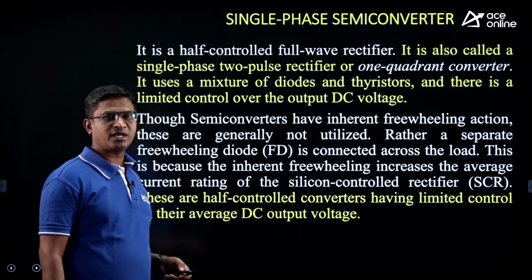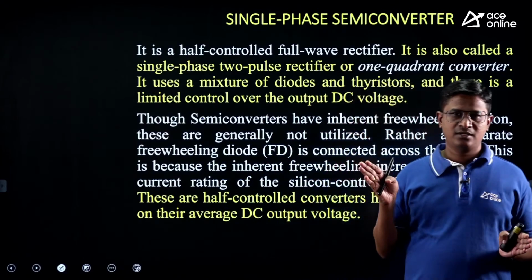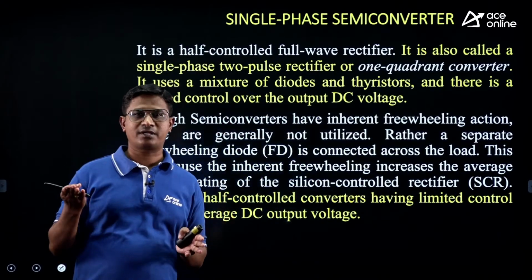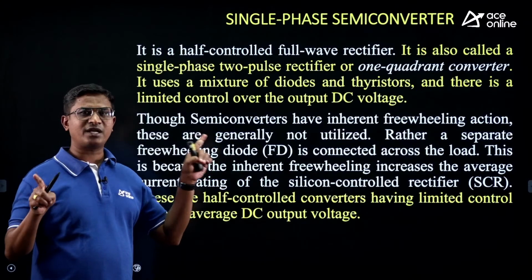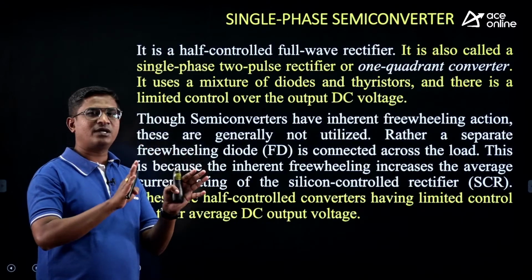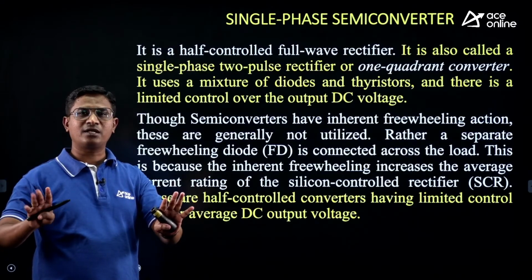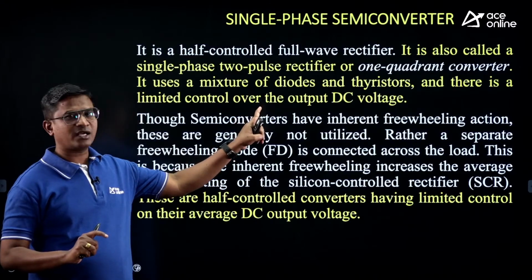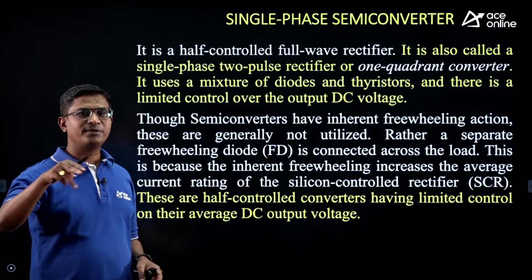Next, single phase semi converter. The bridge rectifier is also known as a single phase full converter, and then there is the semi converter. What is the difference between a semi converter and a full converter? In both we have the bridge configuration only, but in a full converter all 4 switches are thyristors or SCRs. In a semi converter, out of the 4 switches, 2 are thyristors and 2 are diodes.